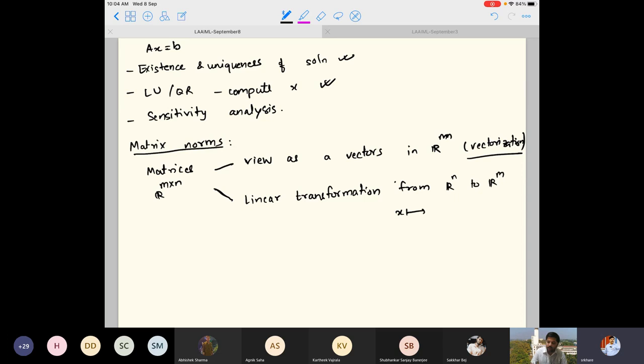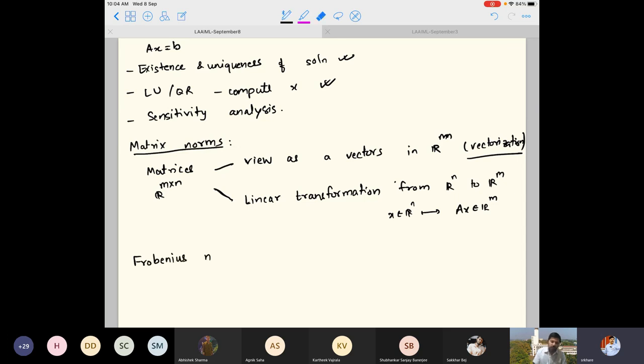So every x in R^n gets transformed to Ax in R^m. Correct. So that is the transformation, the linear transformation that you're looking at. So these are the two different interpretations of matrices. One is viewed as a vector, and the other is a linear transformation from R^n to R^m. And with these two different interpretations, we'll introduce two different types of norms also. Okay, and naturally we will see how these norms come about. So the first norm is the Frobenius norm.